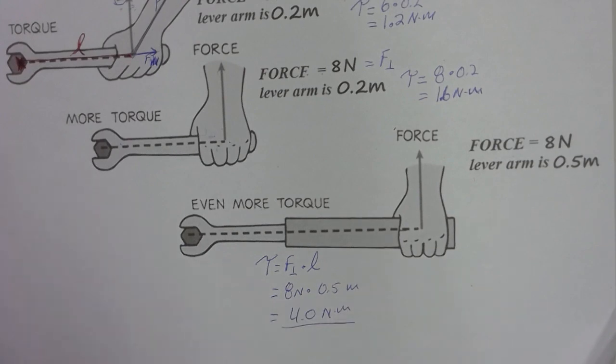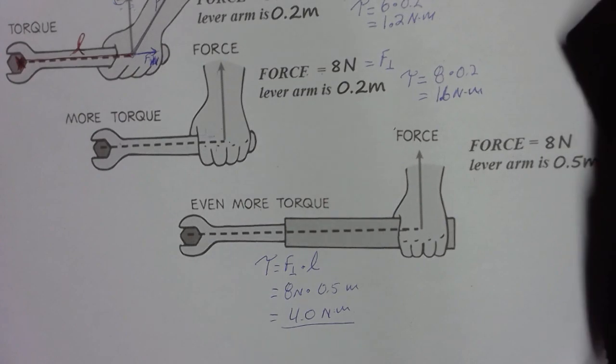That's much larger torque. So a longer wrench helps you break bolts that are stuck. They call it a breaker bar sometimes, when a bar you put over top of a wrench to apply more torque. Make the twisting easier. All right, so there's some example torque problems. Hope that was helpful.